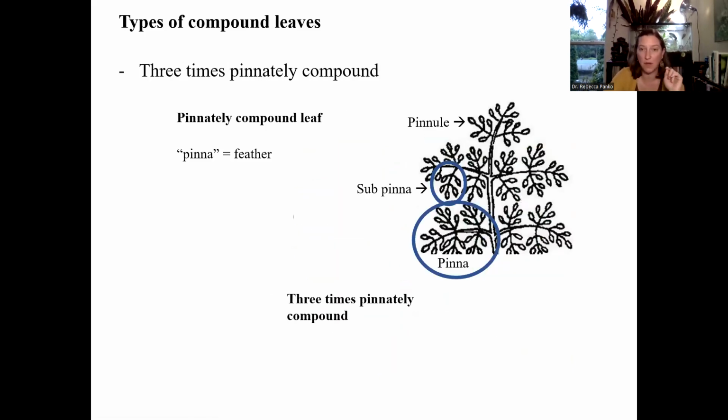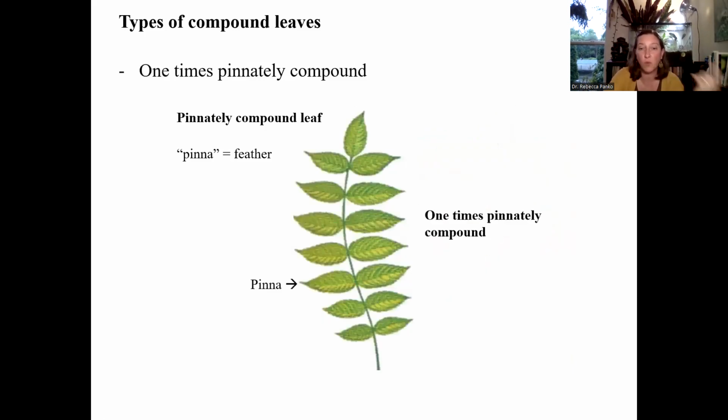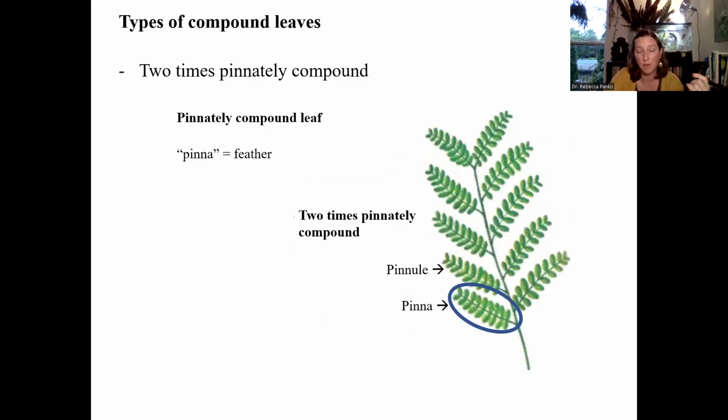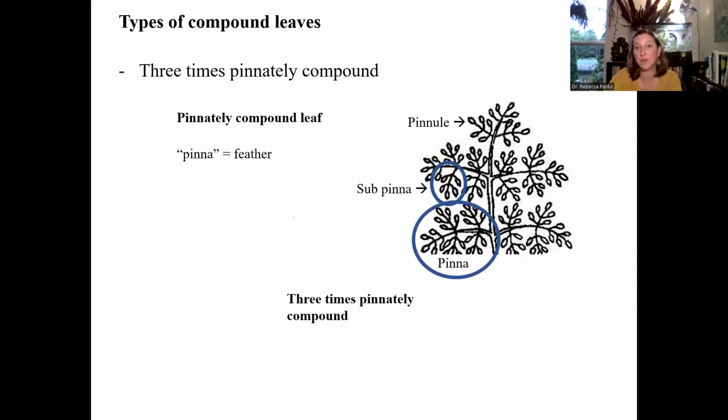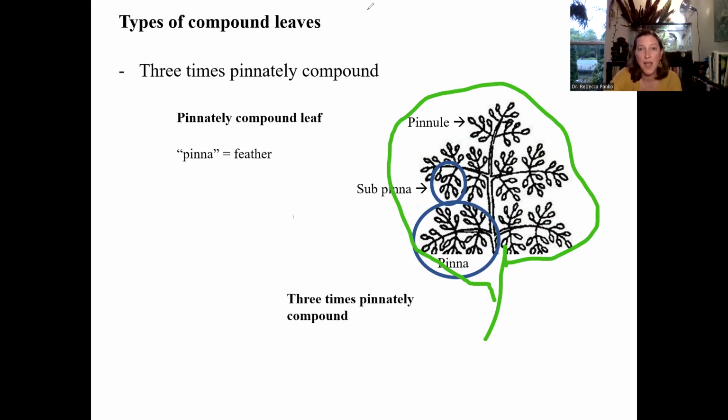Sometimes, and don't get hung up on this, you don't just have 1 times and 2 times pinnately compound. Plants, there's almost 400,000 species of plants. You can have as many times pinnately compound as you can imagine, right? Sometimes you see something like this. This is 1 leaf. You can't see the whole thing, but this is 1 leaf.